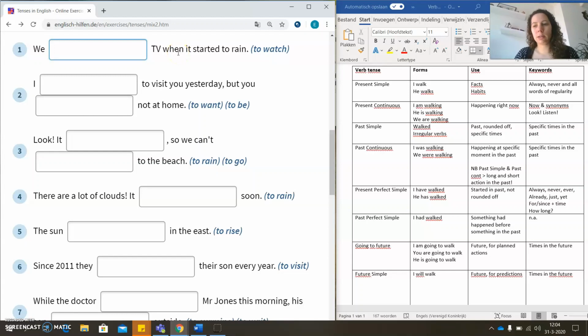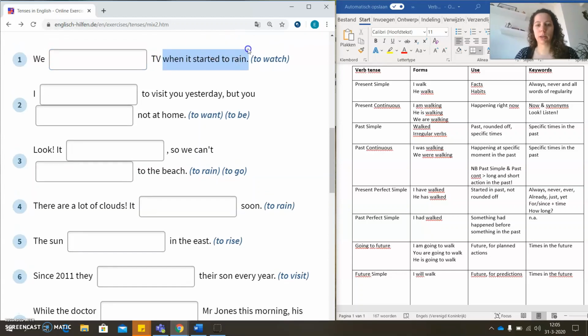And if I look at sentence number one, I see that there is a time in there, when it started to rain. We would dub this a specific time in the past. If we then look at our overview, or if you know by heart, then you see the specific times in the past are here on the schedule, right there. And that means that this one needs either a past simple or a past continuous.